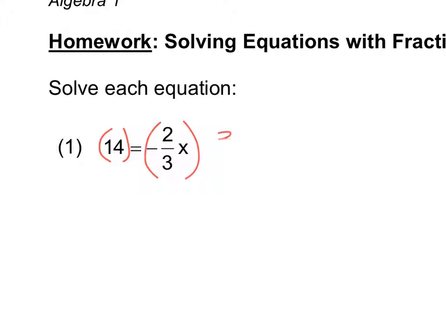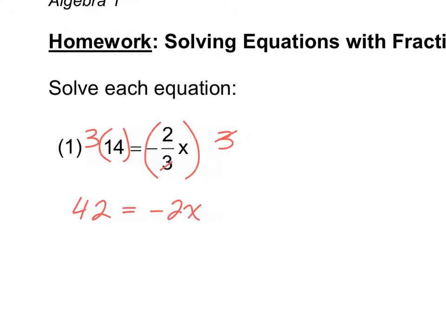Multiplied by 3? Just a 3? We could do that. So we have on the right-hand side a cancellation of the 3's. Negative 2x equals 3 times 14 is? 42. The whole number bond action will help you with that, right?